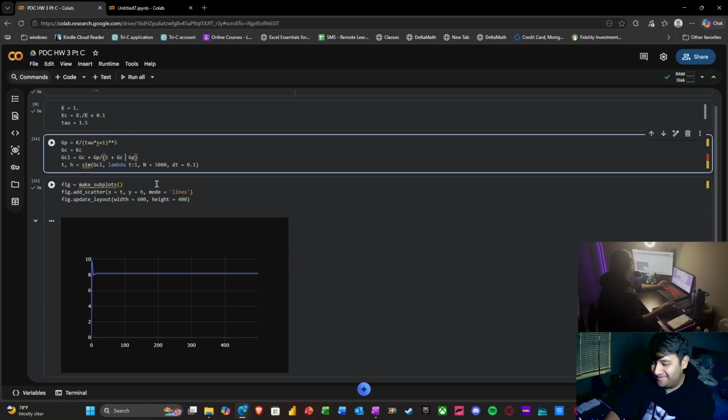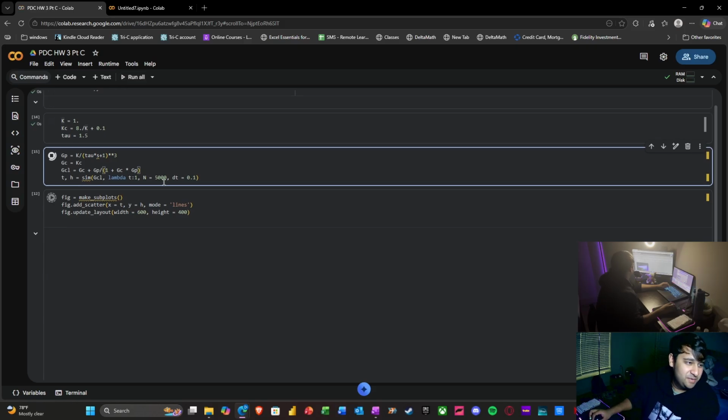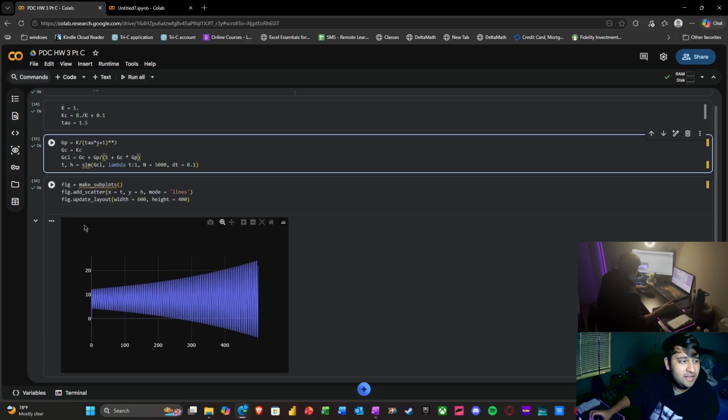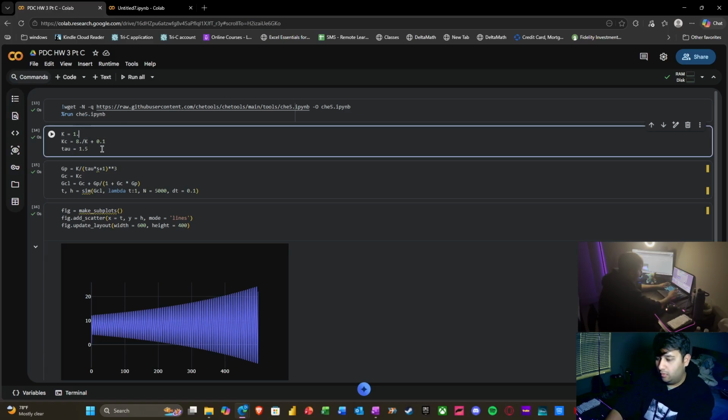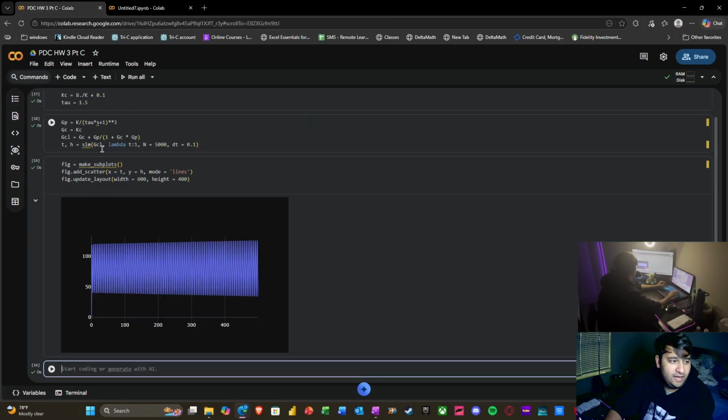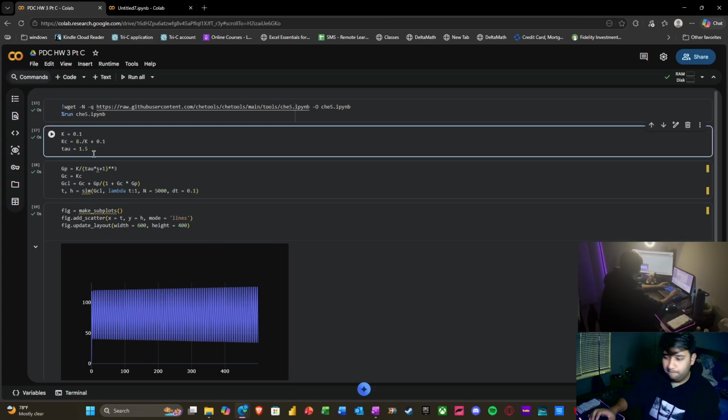I found another multiplication sign that was supposed to be multiplication instead of addition. There we go. So now we have our graph, and this is the plot that we see. This is at k equals 1, and basically what that does is now it's saying Kc equals 8 over 1.1.